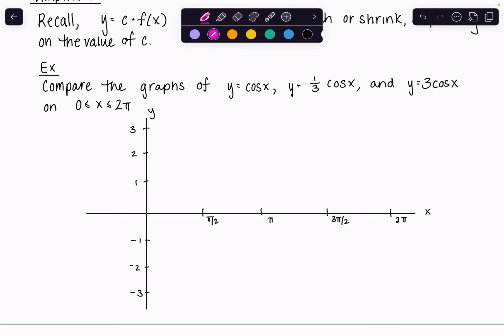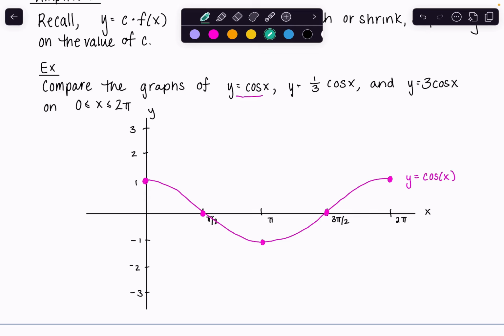So we'll start out with y equals cosine of x. Cosine of 0 is 1. Pi over 2 is 0. Pi is -1. 3 pi over 2 is 0. And then 2 pi lands me at 1. So this gives me my base function that I'm working with. And it has that wave shape.